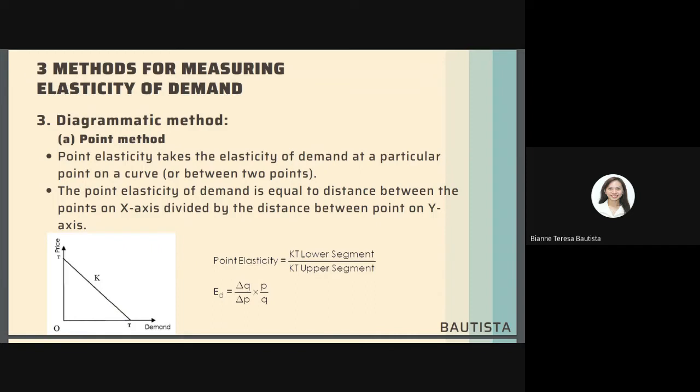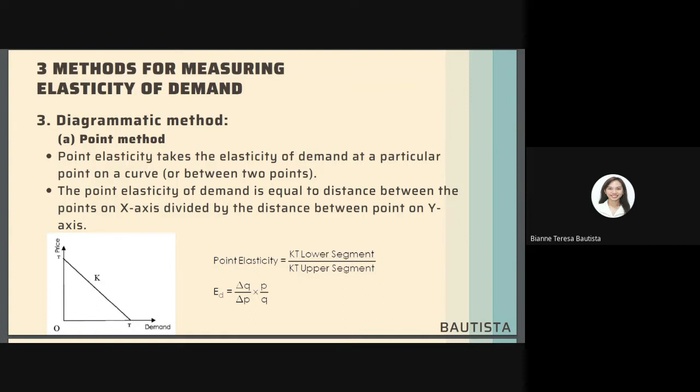So lastly, the diagrammatic method is divided into two: point elasticity and arc elasticity. The point method is used to measure the price elasticity of demand at any given point in the curve or between 2 points. According to this method, the elasticity of demand will be different at each point of a demand curve. Thus, this method is applied when there is a small change in price and quantity demanded of the commodity.